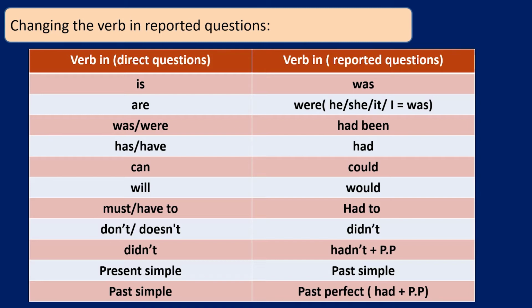When we have a negative direct question, we also report it in a negative form. Don't, doesn't, they are reported as didn't, hadn't, plus the past participle form, the present simple in the past simple, and the past simple, it is reported to the past perfect, which is had plus the past participle form.